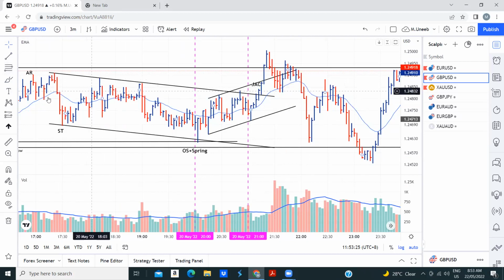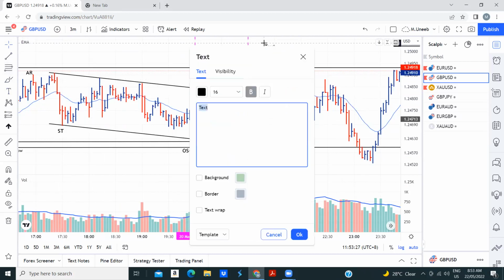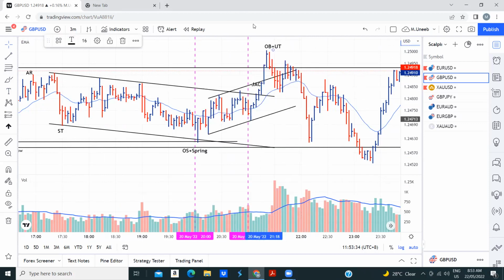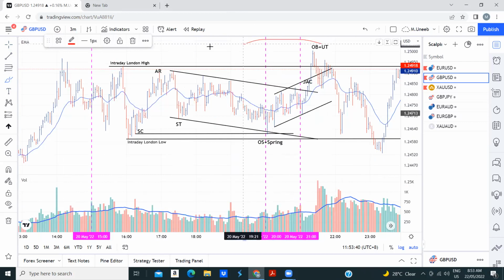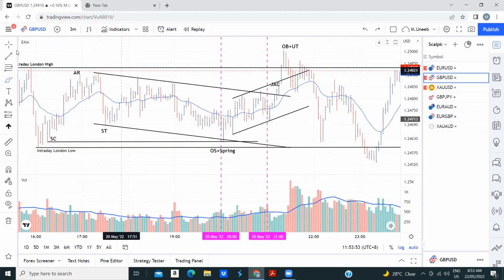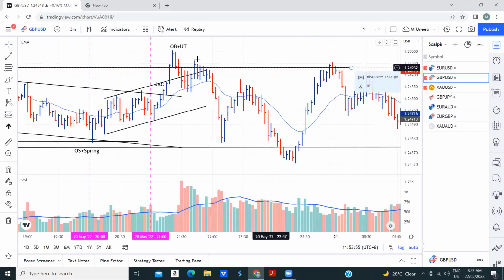So this has a characteristic we can say: OB plus UT, upthrust. UT of what? UT of this one, the intraday London high. Overbought of this channel. Got it? Any confusion so far? No. Okay. All right. So now we have this one, right?